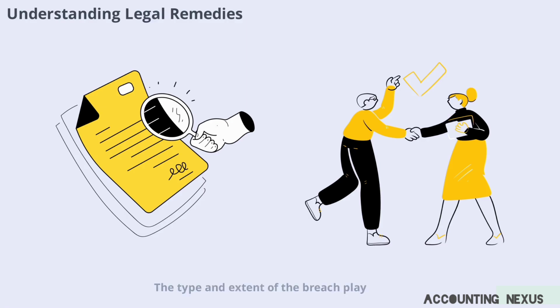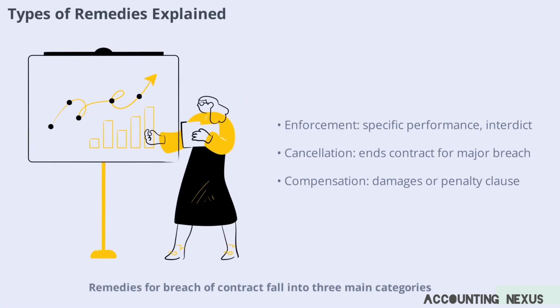The type and extent of the breach play a big role in determining which remedies are available. In this video, we'll explore the main categories of remedies, when and why they are used, and how to choose the most appropriate one for each situation. Remedies for breach of contract fall into three main categories: enforcing the contract, canceling the contract, and compensating for damages.